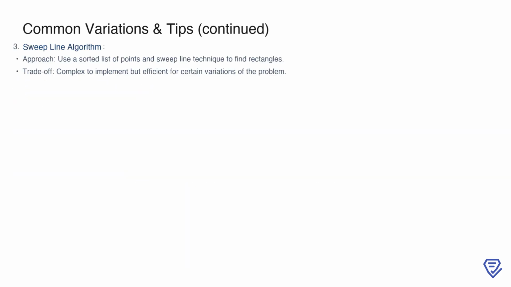Another advanced method to consider is the sweep line algorithm. This approach involves sorting the points and then using a sweep line technique to find rectangles. It's particularly useful for certain variations of the problem, especially when the input is structured in a way that benefits from spatial ordering. However, while this method can be highly efficient, it's also more complex to implement and may require additional effort to fully understand and debug. This makes it a good option for edge cases where other methods might fall short, but it's important to assess whether the added complexity is worth the potential efficiency gains in your specific scenario.